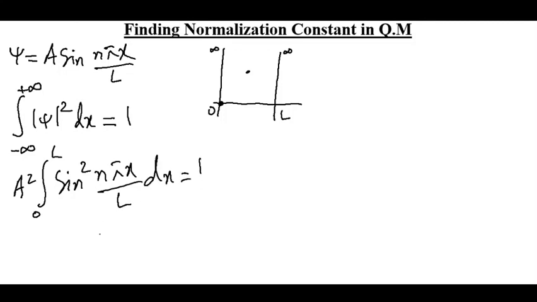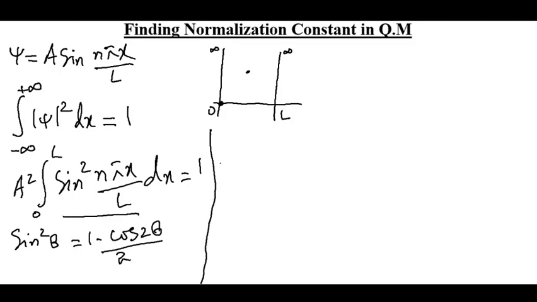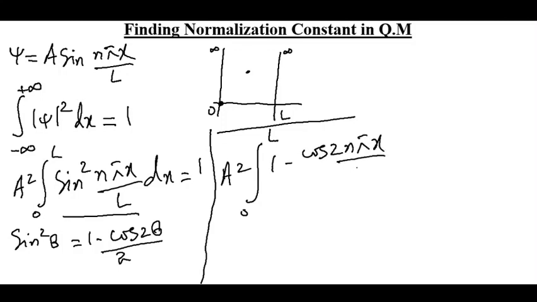Now for simplification of this integral, I will use the trigonometric identity, which is sine squared theta is equal to 1 minus cos 2 theta divided by 2. I will use this identity in this integral, and this integral will become A squared into integral 0 to L of (1 minus cos 2 n pi x divided by L) whole divided by 2, which is equal to 1.